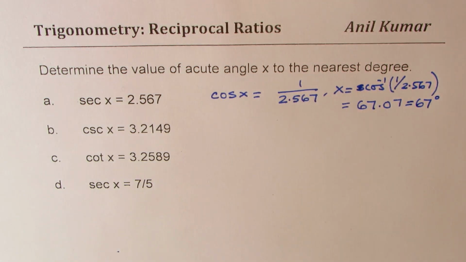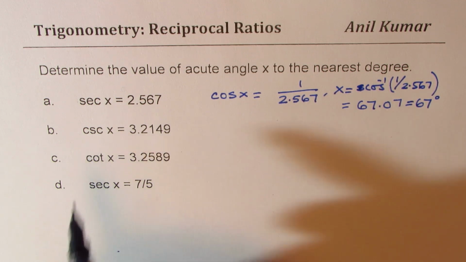So that is how you can use your calculator to find the angles when the reciprocal ratios are given to you. I hope the steps are absolutely clear. You can now pause the video, answer this question, and then look into my suggestions. Now let's do the second one.